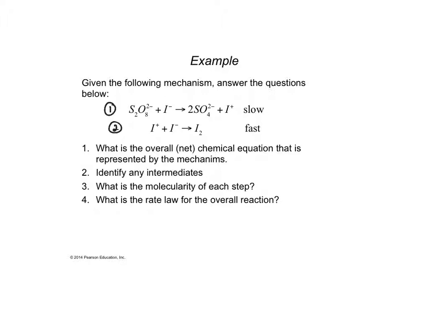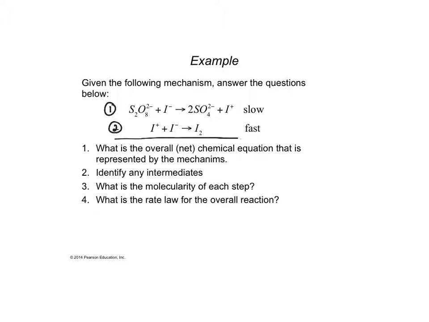The overall net chemical equation, right? So if they're asking me, what is the overall net chemical equation that is being represented by these two steps, what would I need to do to figure that out? Just need to add them together, right? Cancel the intermediate species, and that's going to give me my net overall equation.